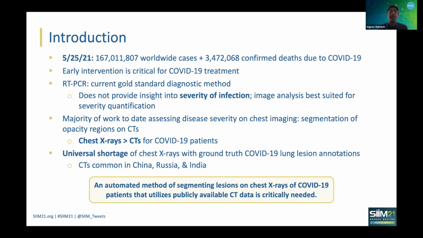However, CT imaging is a modality that has been commonly obtained in countries other than the United States, like China, Russia, and India. So CTs with ground truth lung lesion annotations are publicly available. To accelerate diagnosis and severity detection, increase access to treatment for a wider demographic of COVID-19 patients, and augment the amount of open source chest X-ray training data for supervised deep learning models, an automated method of segmenting lesions on chest X-rays of COVID-19 patients that utilizes publicly available CT data is critically needed.